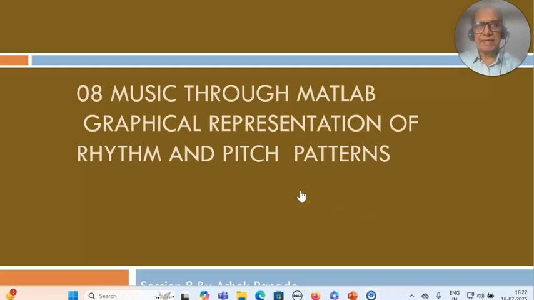So this is the 8th session on the topic of music through Matlab. And what we are going to study in this session is how to graphically represent the rhythmic and the pitch patterns. In our last session we had said that melodies can be differentiated from each other by their different rhythmic patterns and different pitch patterns.